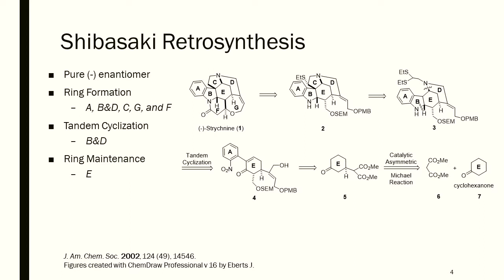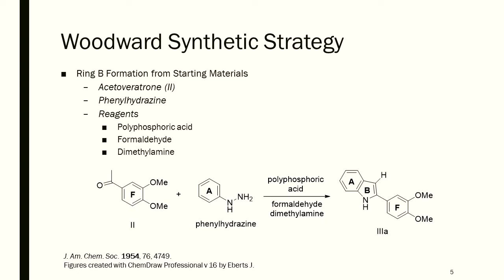Since Shibasaki was going for a pure enantiomer of strychnine, his task was a little more difficult. The main difference in his approach from Woodward's is the order of ring formation. He formed A and then B and D together, then C, G, and F. Tandem cyclization was used to form the B and D rings together. He maintained ring E from his starting materials. With that overview in mind, we'll look at the synthetic strategies of both Woodward and Shibasaki.